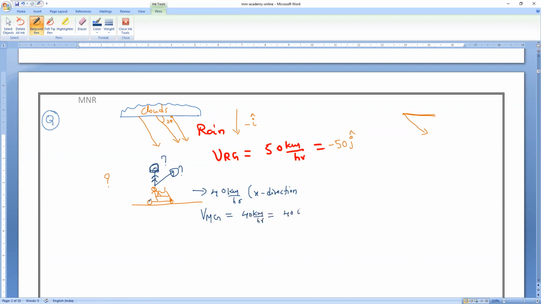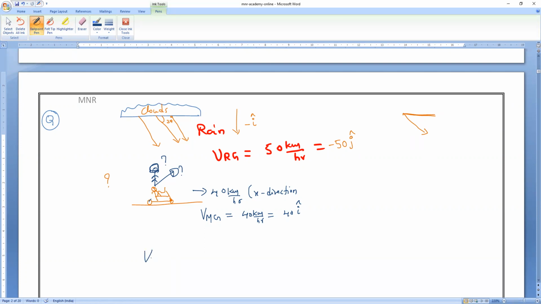40 i cap. Do you understand this? Please respond, all of you. Clear? Now we have to find in what way he has to hold it. We have to do something. What is that actually? Can you tell me?